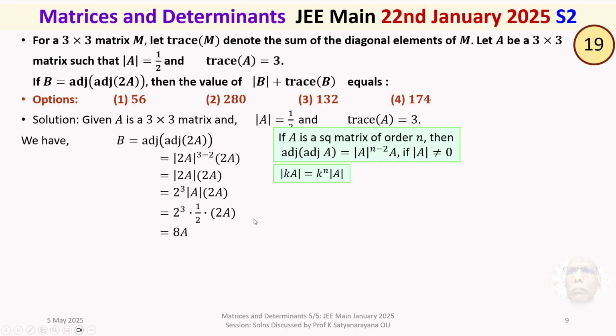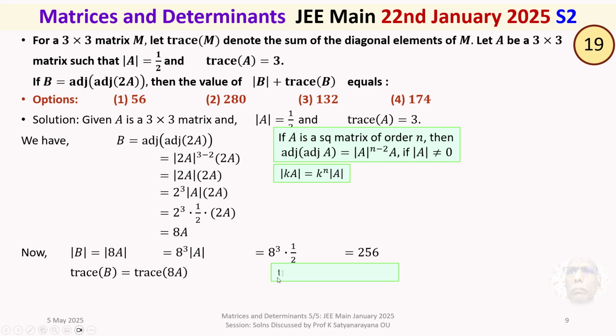So B is 8A. When B is 8A, the determinant of B is the determinant of 8A, and the determinant of kA is equal to k to the power n times the determinant of A, where n is the order of the square matrix A. So the determinant of 8A is 8 cube, because A is a 3 by 3 matrix, multiplied by the determinant of A. And 8 cube into the determinant of A, which is 1 by 2, will be 256.